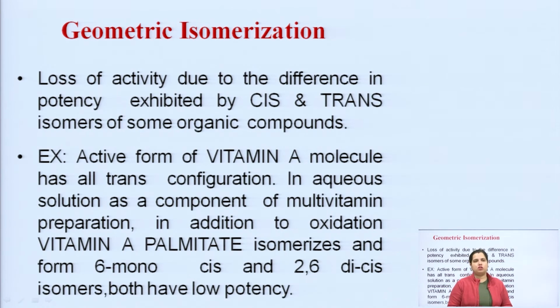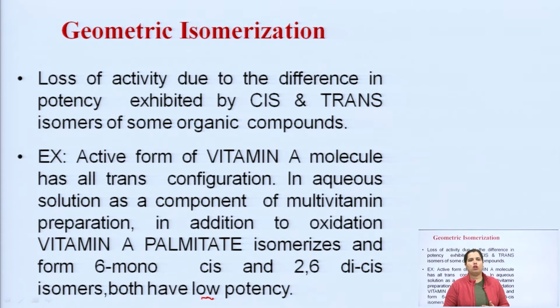Geometric isomerization. Here there is loss of activity due to the difference in potency exhibited by cis and trans isomers of some organic compounds. Example, the active form of the vitamin A molecule has an all-trans configuration. The conversion from trans to cis configuration is an example that comes under geometric isomerization.